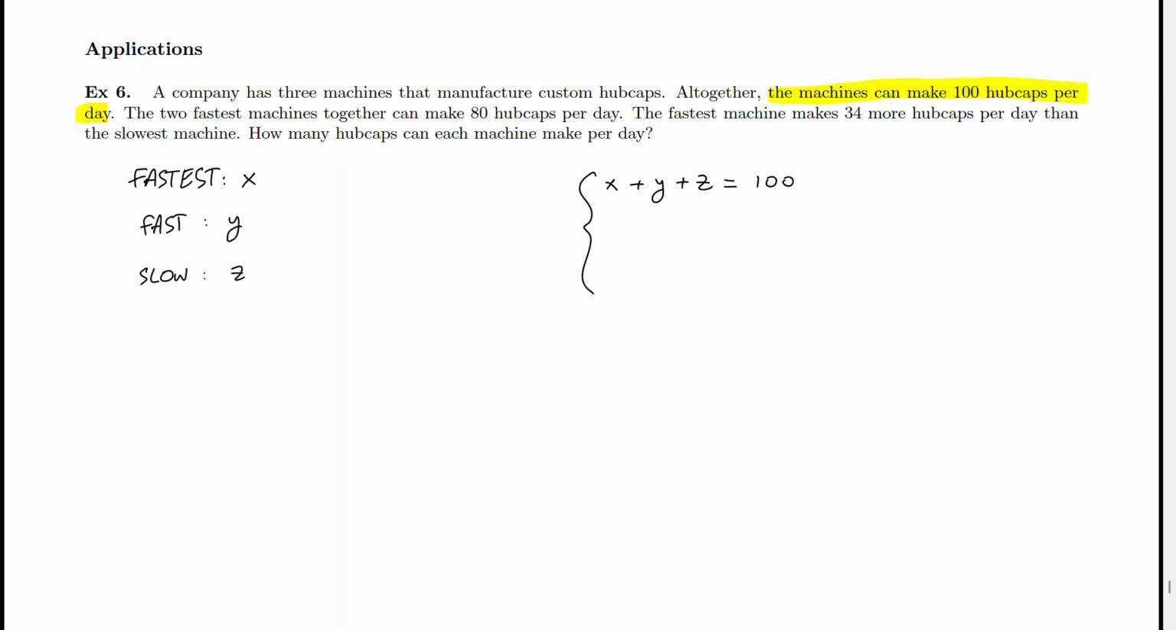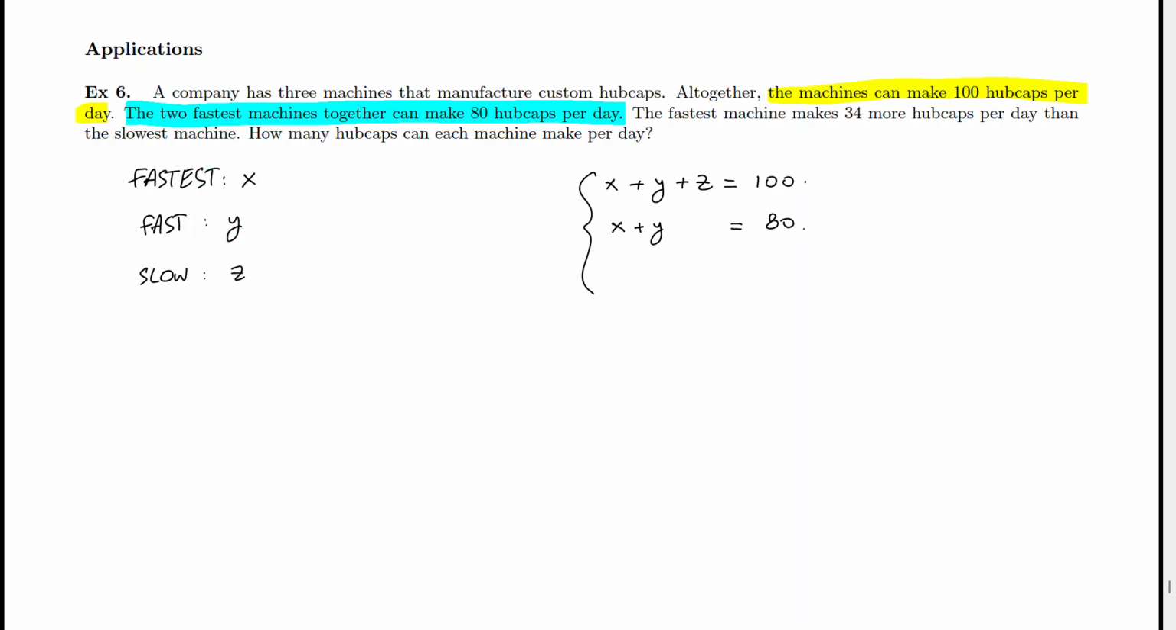Now, we also know that the 2 fastest machines together can make 80 hubcaps per day. The 2 fastest ones we're talking about are X and Y. Those are the fastest machines. So together, they make 80 hubcaps per day.